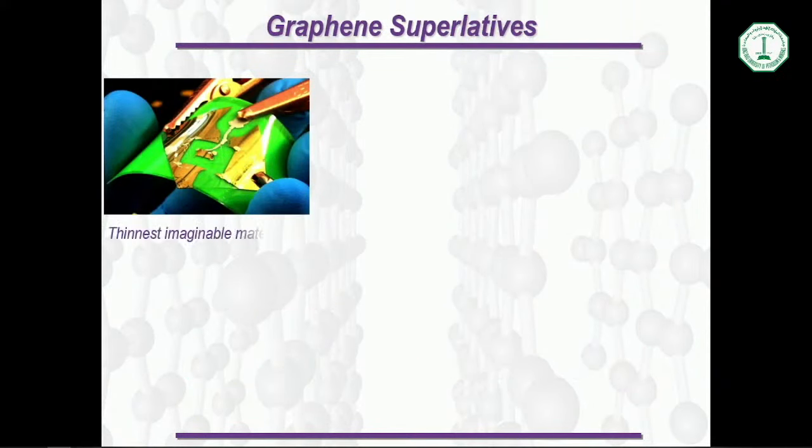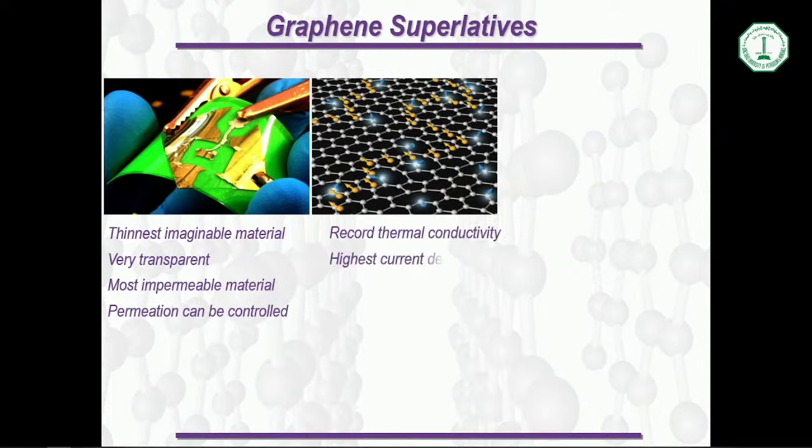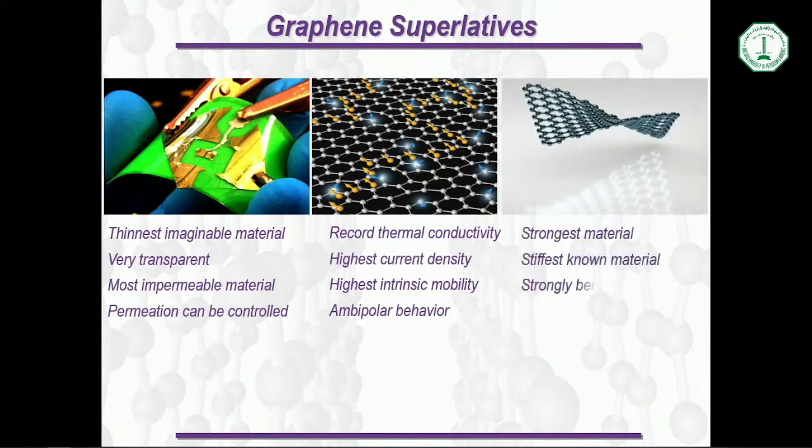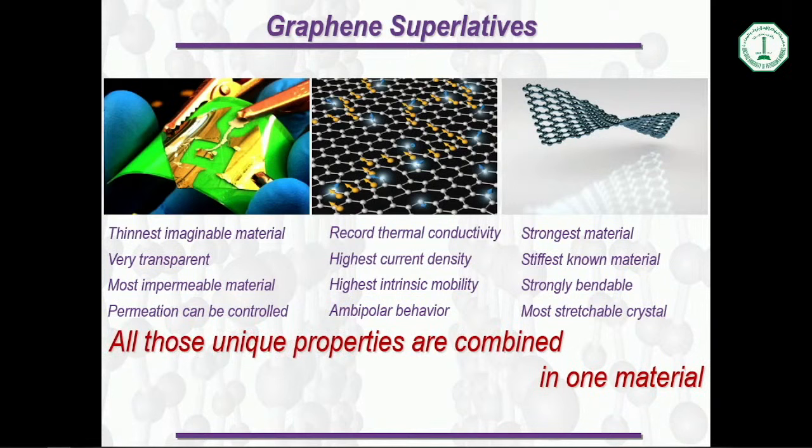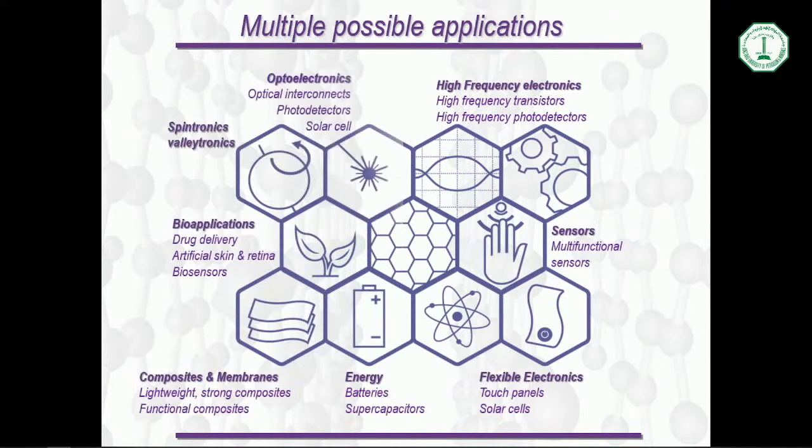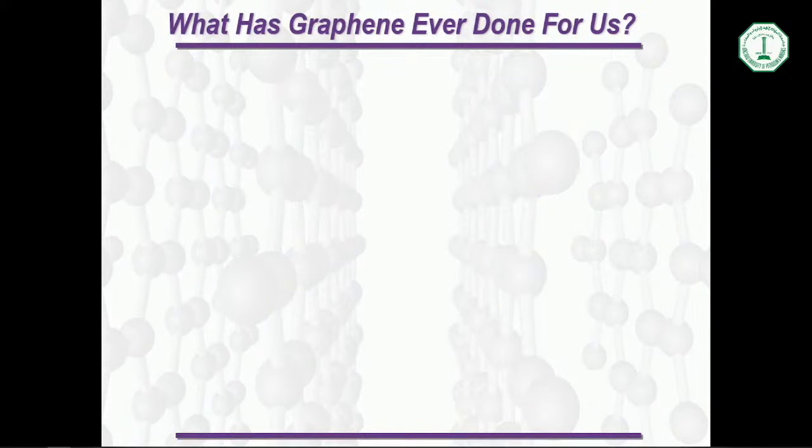And graphene got a number of those unique properties. Those unique superlatives: it is the strongest material, the most electrically and thermally conductive, impermeable, and stretchable, and so on and so on. And that's why it gave rise to a number of different applications, from composite materials to energy, from optoelectronics to sensors, and so on. So before I go into the applications of the future, let me just give you a flavor of what graphene has done for us already.